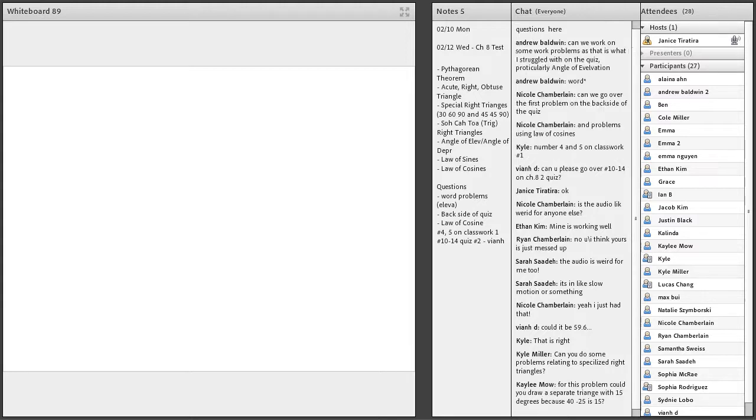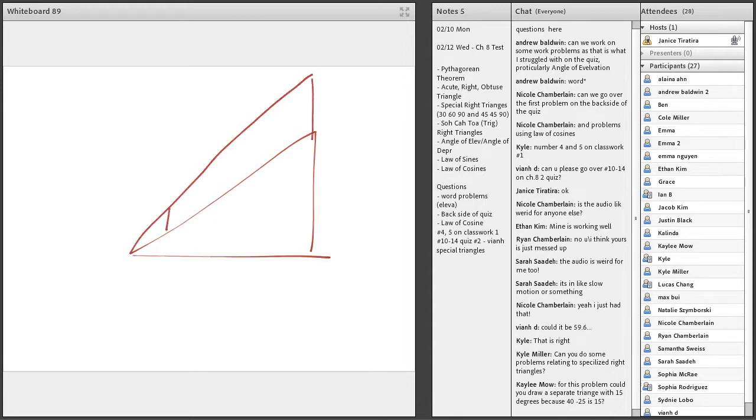Okay, so next one, I'm going to do the quiz. So special triangles. Yeah, you could draw two separate pictures. 40 and 25. That's an interesting question. Okay, so here and here. So you're saying this is 15 degrees, this is 25 degrees, and this whole thing is 40.